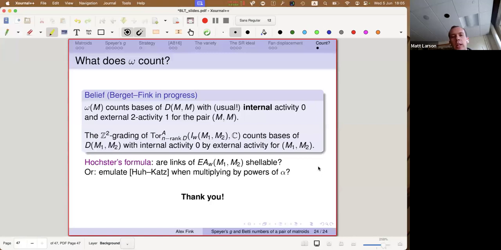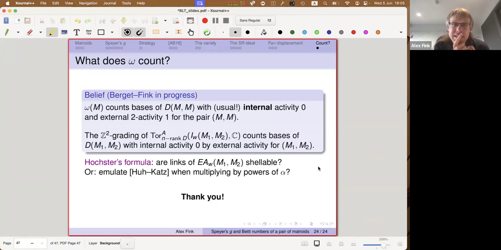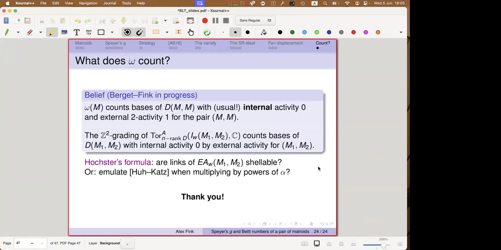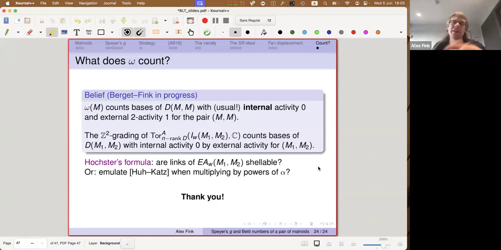Is this believed only for connected matroids? What happens in the disconnected case here? You truncate one factor down. Oh, that's right. Yeah. So, yes, I leave one M alone and I replace the other M with truncating as many times as I need to make D connected. And then we say something like this.